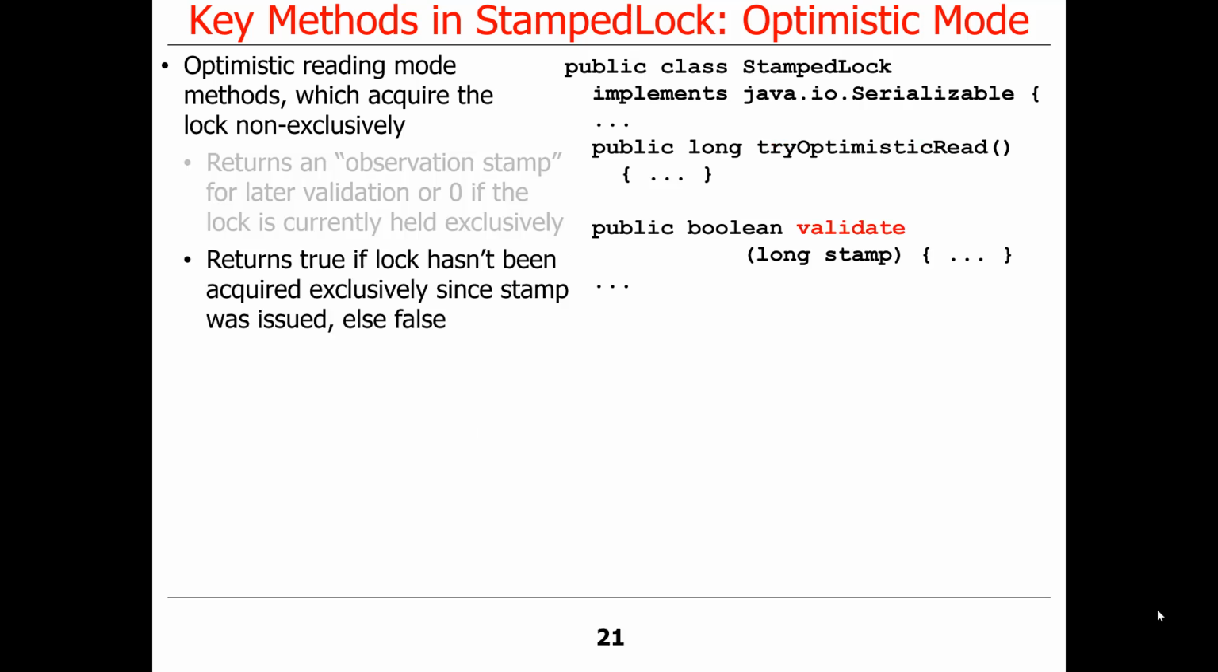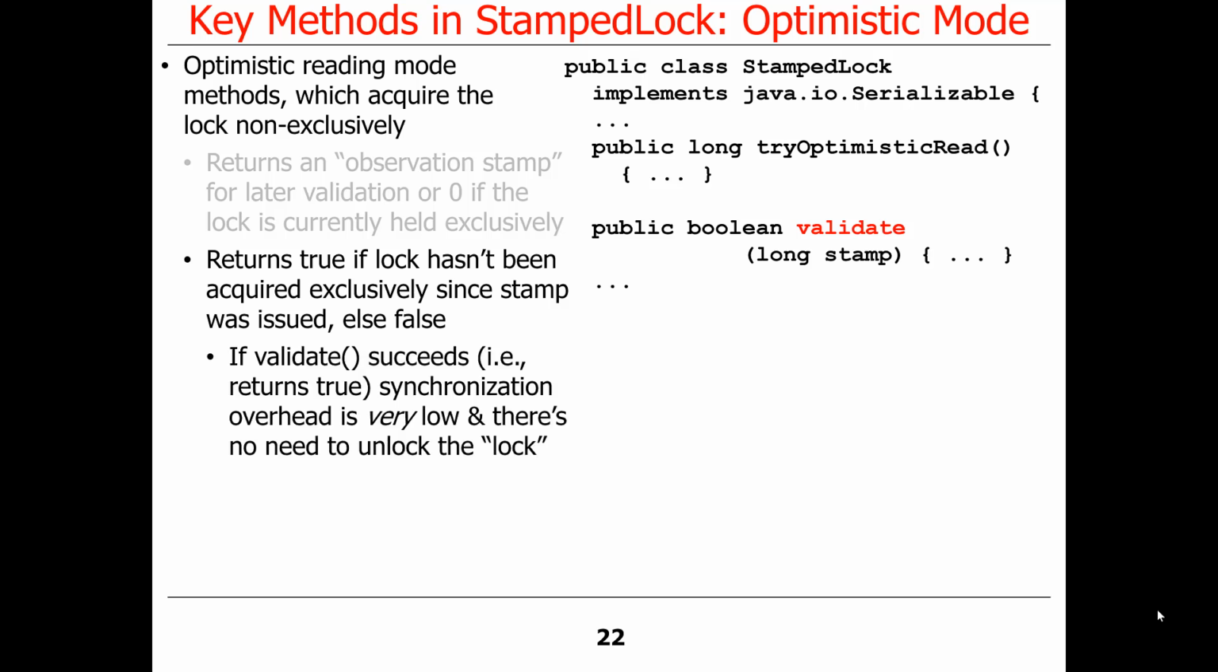The validate method returns true if the lock hasn't been acquired exclusively since the stamp was issued. Otherwise, it returns false. Validate is always used after tryOptimisticRead. If validate succeeds, in other words, if it returns true, the synchronization overhead is very low and there's no need to unlock the lock.